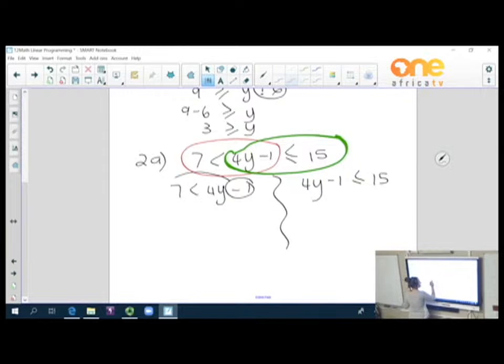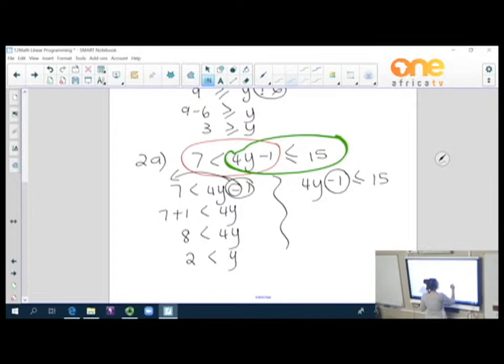So taking your like terms to one side, 7 plus 1 will be less than 4y. Remember, if the negative is taken over, it becomes a positive. 8 is less than 4y. Divide by 4 on both sides to get y, and that will be 2 is less than y.